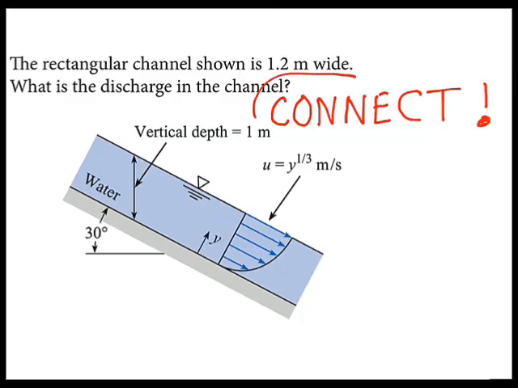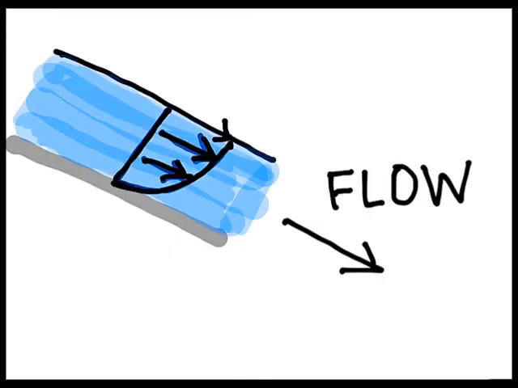Next, I want to connect this problem to what I already know. I see water running down a slope under the influence of gravity. Oh, this is like water running down a street during a rainstorm. Because of the no-slip condition, there is a velocity profile. The given problem simply involves a lot more water than what I would see running down the street.